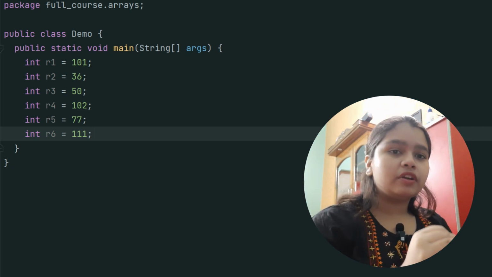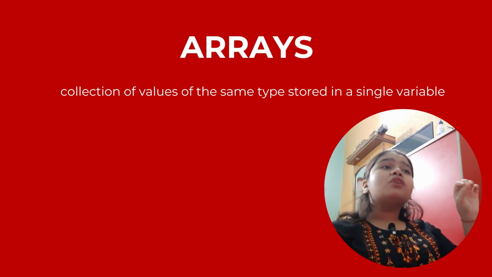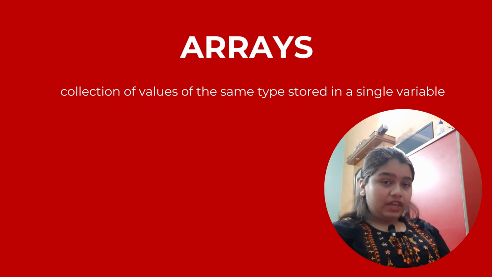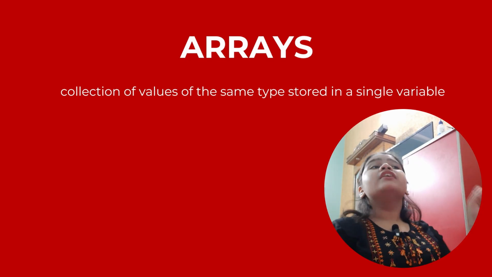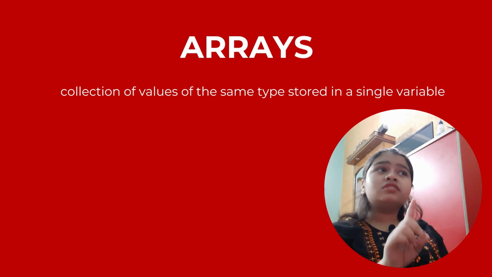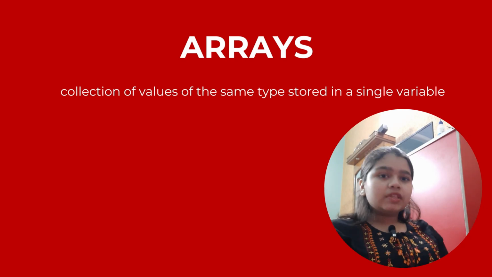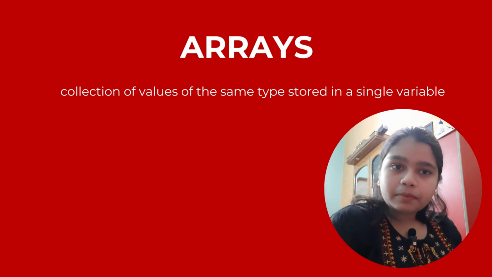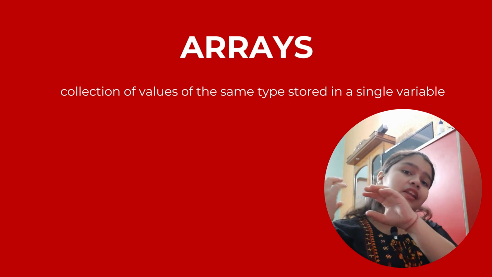Let's dig deeper now. An array is a collection of values of the same type stored in a single variable. We had a collection of values, those were the roll numbers. They are of the same type, they're all integers, and so we can store them in a single variable, which is an array. Yes, because they are a collection of values and they have the same type. So this is what basically an array is. It is like a list.